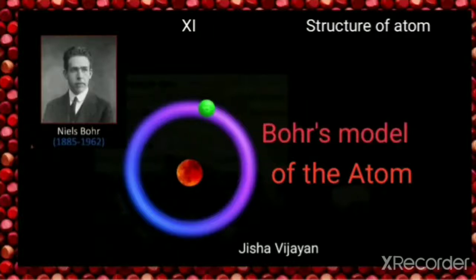Hello students. As we discussed, the Rutherford model has some limitations. To overcome the drawbacks of the Rutherford model of an atom and to explain the line spectrum of hydrogen, Niels Bohr proposed a model of the atom which was based on Planck's quantum theory of radiation. The new model proposed by Niels Bohr is called Bohr's model of atom. Let us discuss Bohr's model of atom.